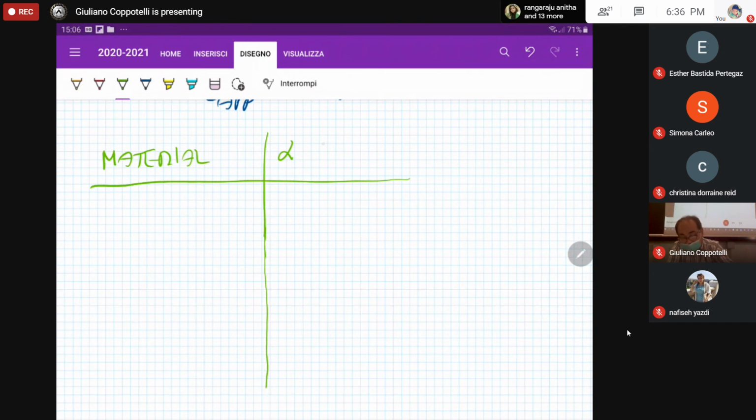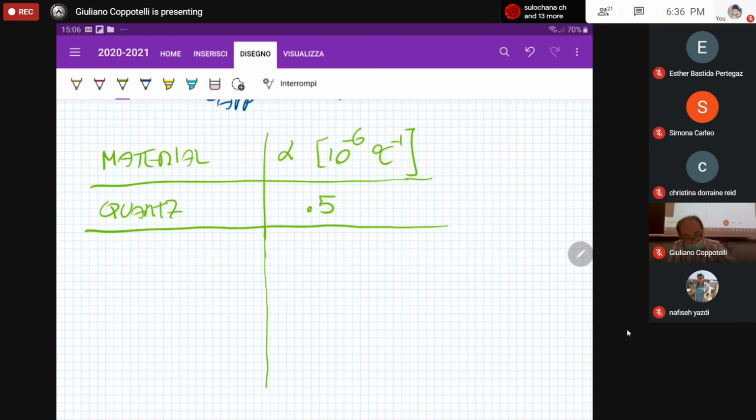Remember we have 10 to the minus 6. If we consider quartz, the value is 0.5. If you consider titanium, then we have 9.3.